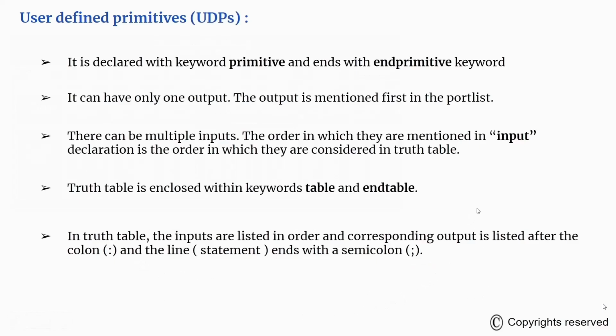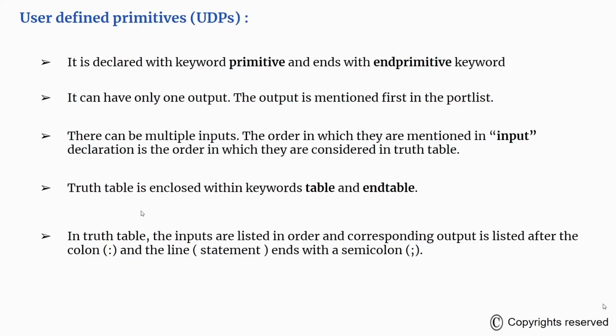These are called user-defined primitives. We declare them with the keyword primitive. Its declaration ends with the keyword endprimitive. It can have only one output. In the port list, the output has to be mentioned first. There can be multiple inputs, but the order has to be maintained in the port list. That is the order they will be followed when you instantiate them later in other modules. We will understand this later in more detail.